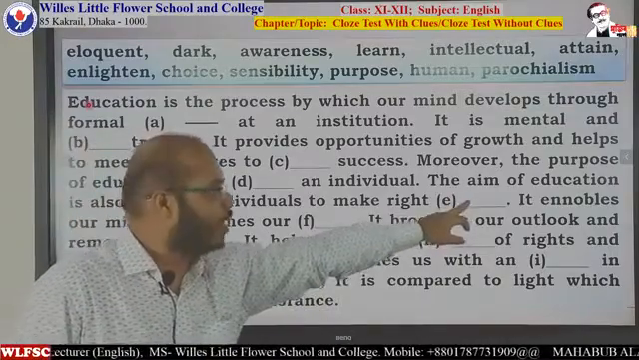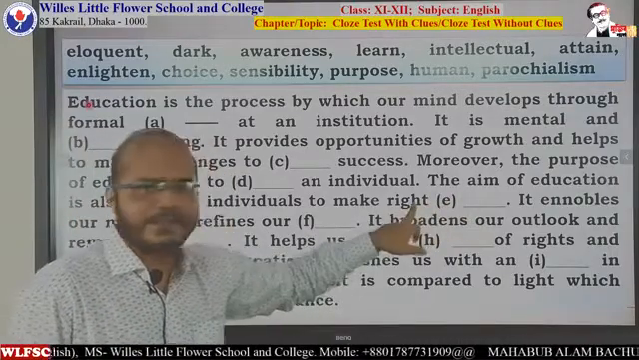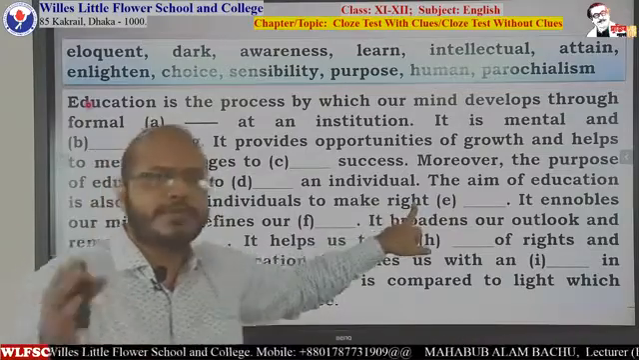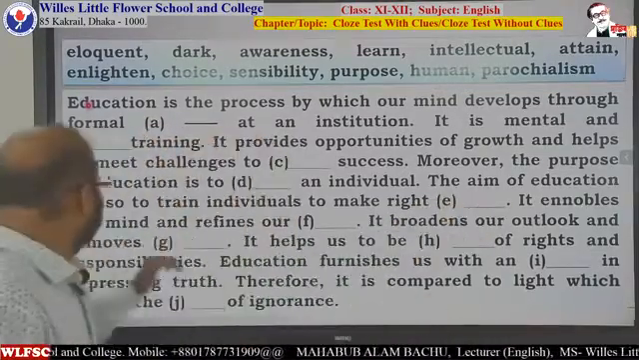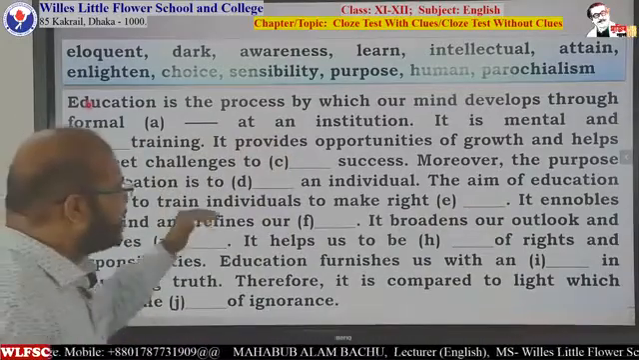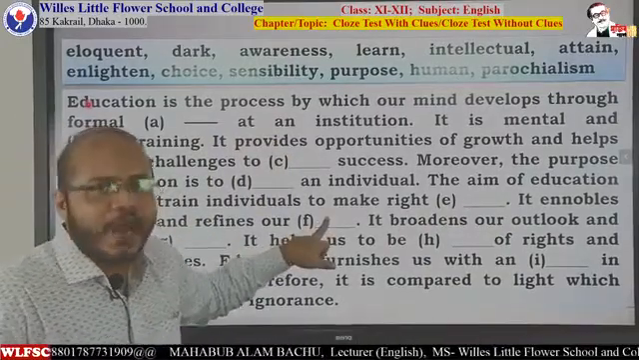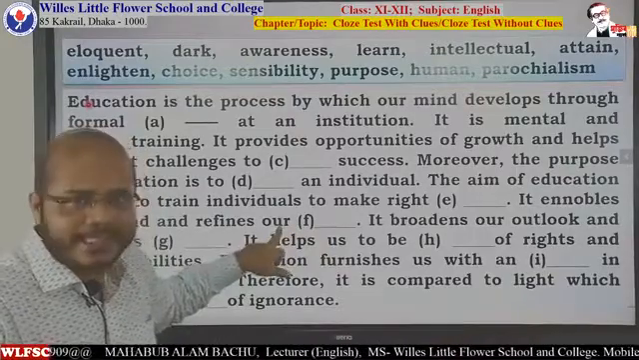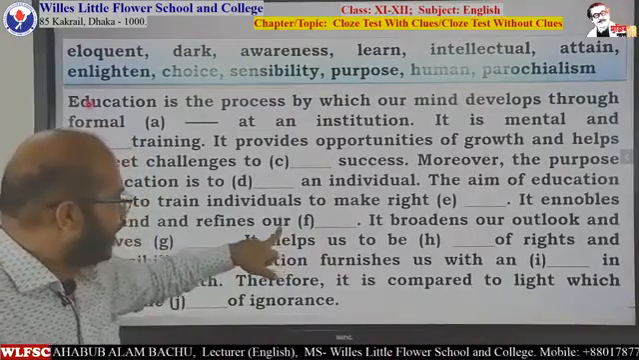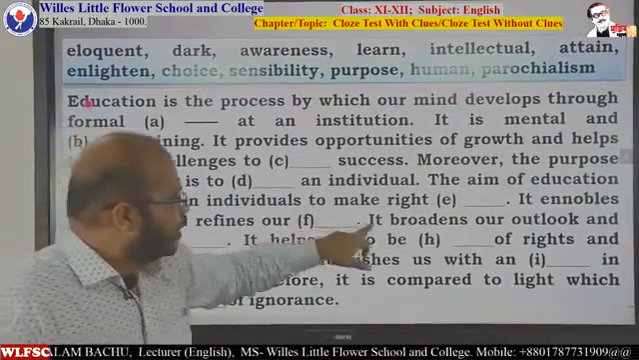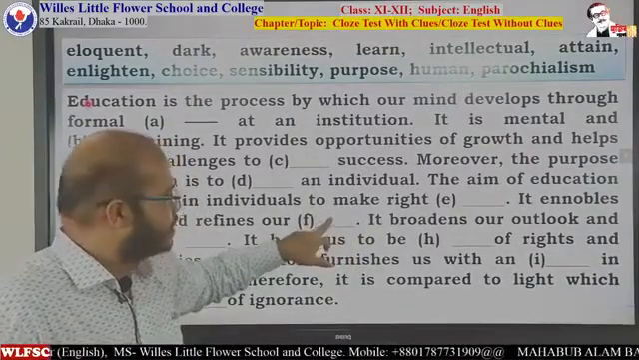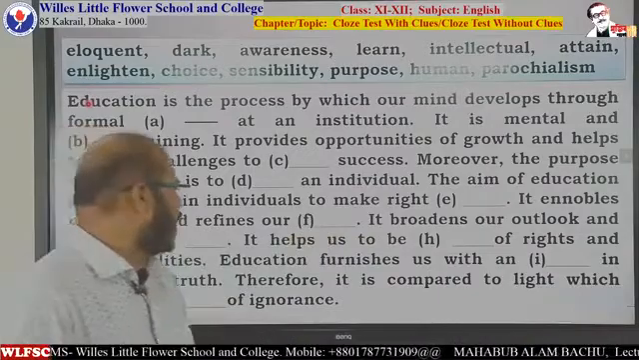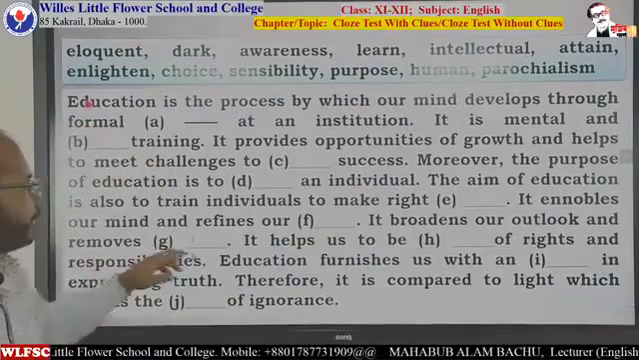Okay, the noun form, right choice. Right is an adjective. After adjective, usually we put the noun form. So choice. It enables our mind and refines our sensibility. Our is an adjective, possessive adjective. You have to write the word sensibility here. It broadens our outlook and removes parochialism.